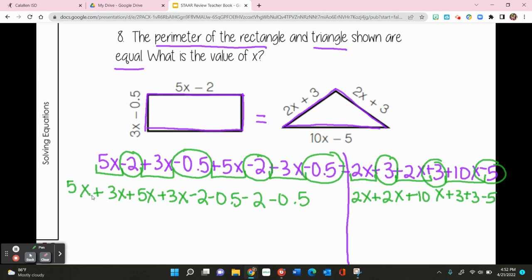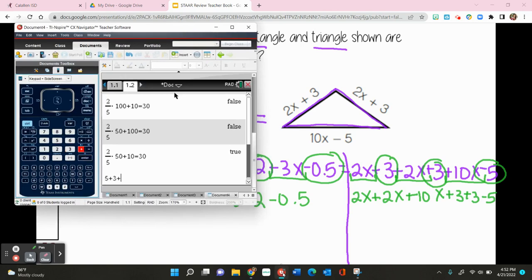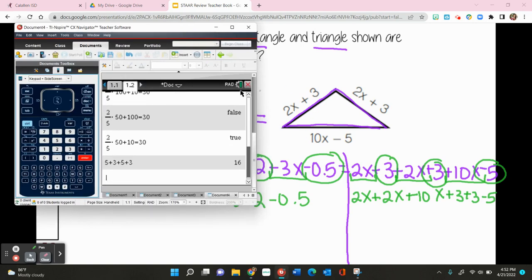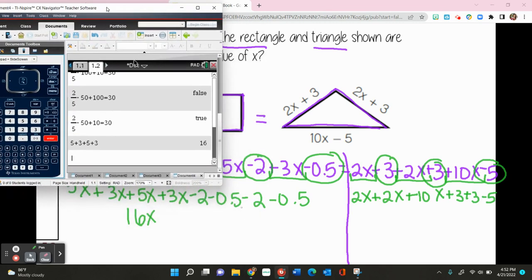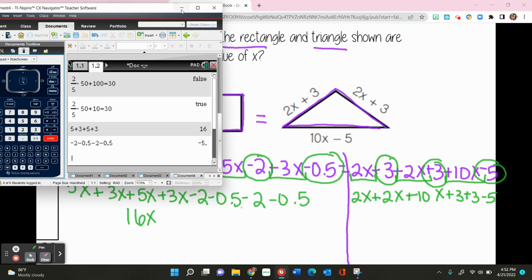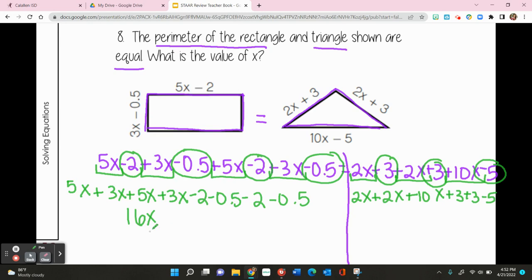So on the left, I have 5x plus 3x plus 5x plus 3x. And when I take 5 plus 3 plus 5 plus 3, we get 16. So I have 16x. Now for my constants, I'm going to take -2 minus 0.5 minus 2 minus 0.5. And when we press enter, we get -5. So here this simplifies to 16x minus 5.